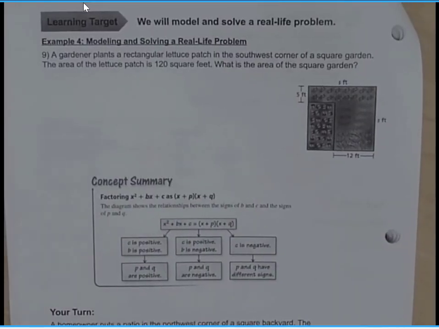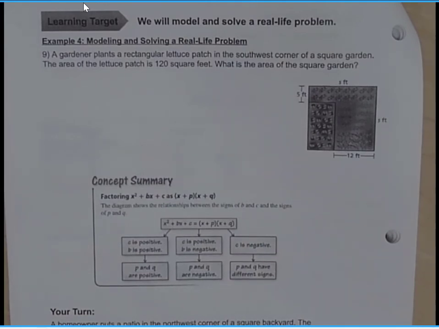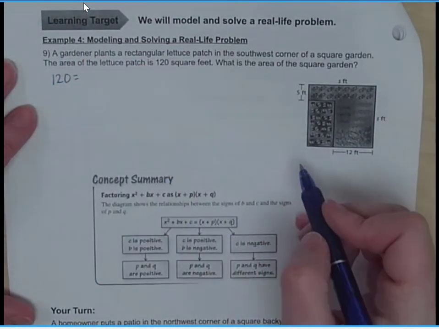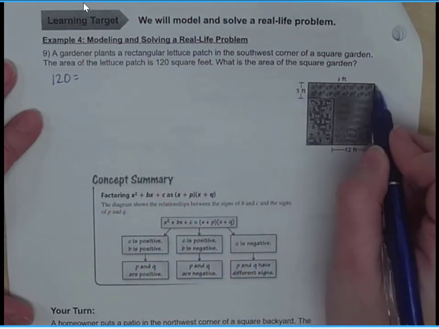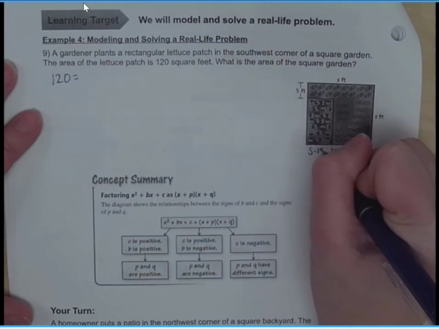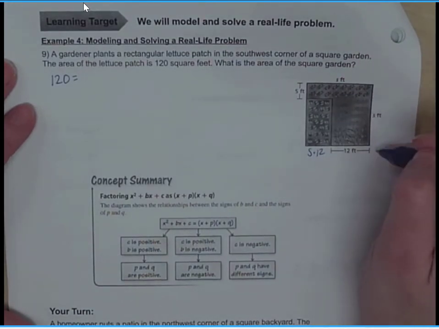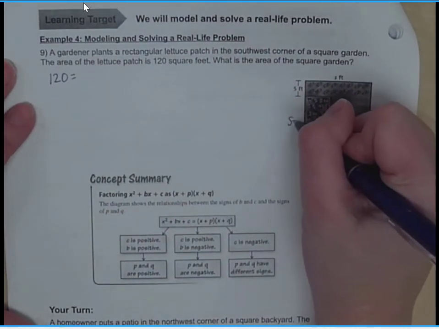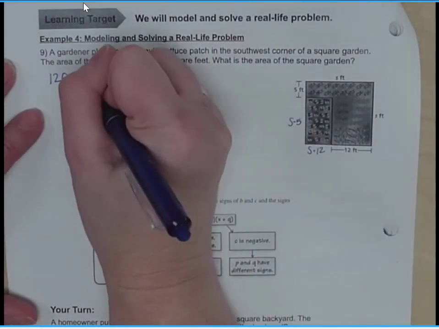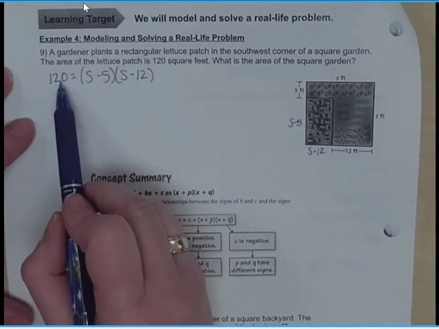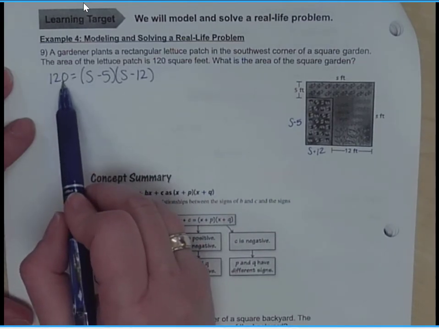All right, example 4. A gardener plants a rectangular lettuce patch in the southwest corner of a square garden. The area of the lettuce patch is 120 square feet. What is the area of the garden? So my area here is 120. Let's see, so this whole distance is S. That means this distance is S minus 12. And if this distance is S, this means right here, this is S minus 5. So my area is S minus 5 times S minus 12. But here's the thing. In order to solve this, I need to have this set equal to 0.